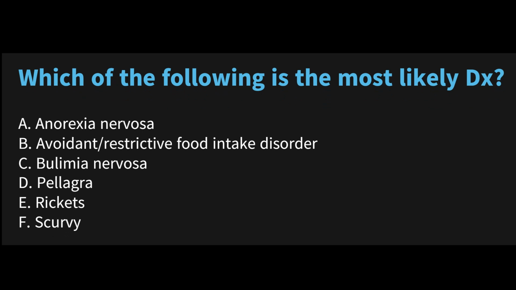The question is: which of the following is the most likely diagnosis? Your options are: A. Anorexia nervosa. B. Avoidant or restrictive food intake disorder. C. Bulimia nervosa. D. Pellagra. E. Rickets. F. Scurvy. You have 15 seconds to type your answer in the comment box.